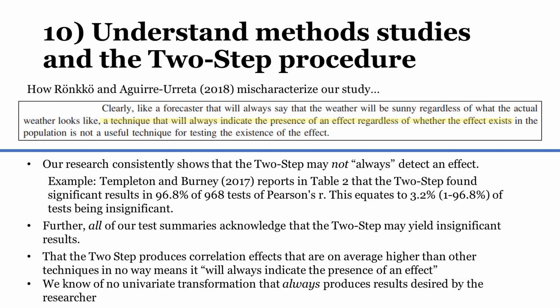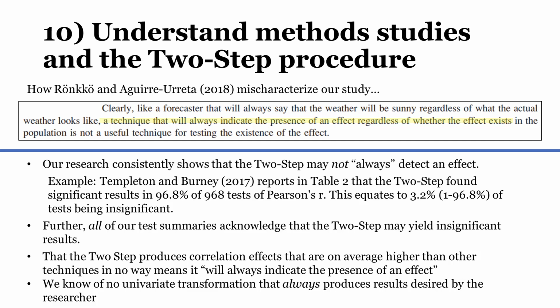work of others. The authors use a weather example and try to argue that the two-step attempts to always detect the presence of an effect regardless of whether or not it exists. The authors state, quote, "Clearly, like a forecaster that will always say that the weather will be sunny regardless of what the actual weather looks like, a technique that will always indicate the presence of an effect regardless of whether the effect exists in the population is not a useful technique."